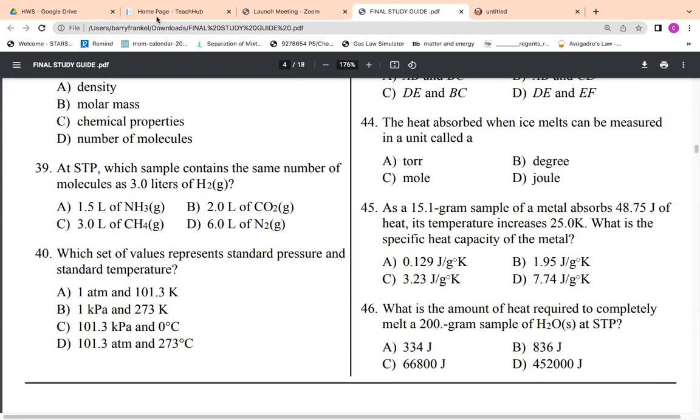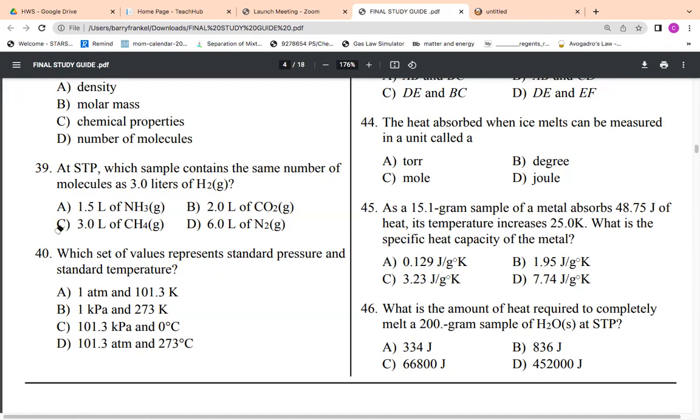Okay, another practice problem. Again, this one is the giveaway. At STP, which sample contains the same number of molecules as 3 liters of H2? So you just want to go with the thing that has the same volume. So 3 liters.